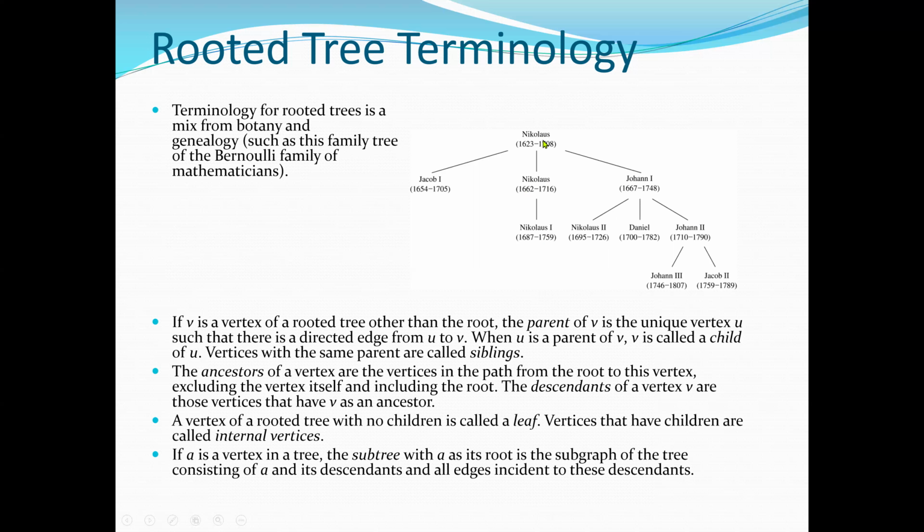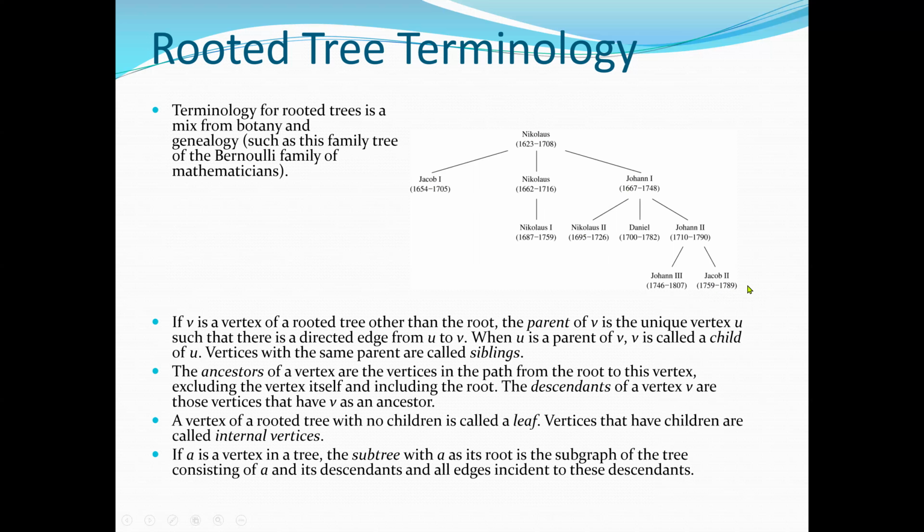So in every tree, from the root to the leaf, there will be a path. For example, I can go from Nicholas to Johann 1 to Johann 2 to Jacob 2. So that's a path of the tree. And also we have what we call the level of a tree. The root normally is level 0. The second will be level 1. Third will be level 2, level 3.